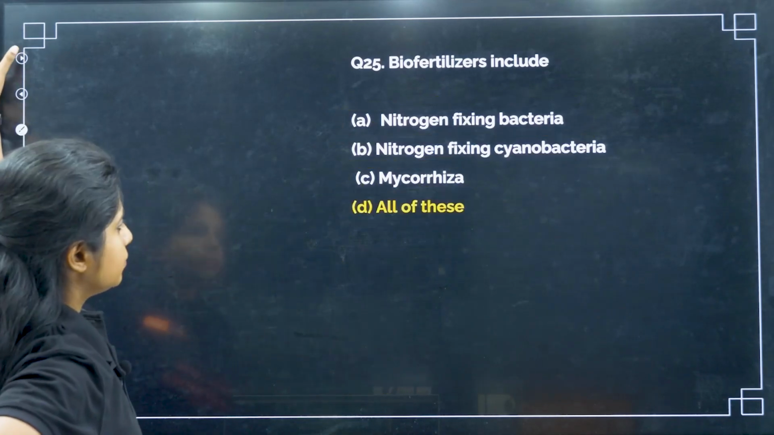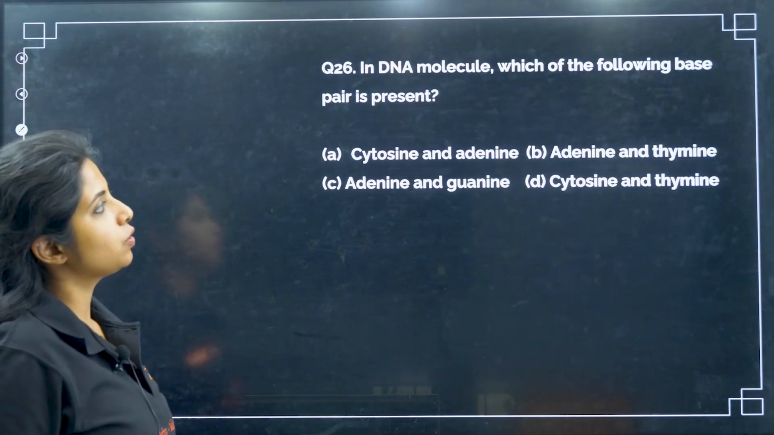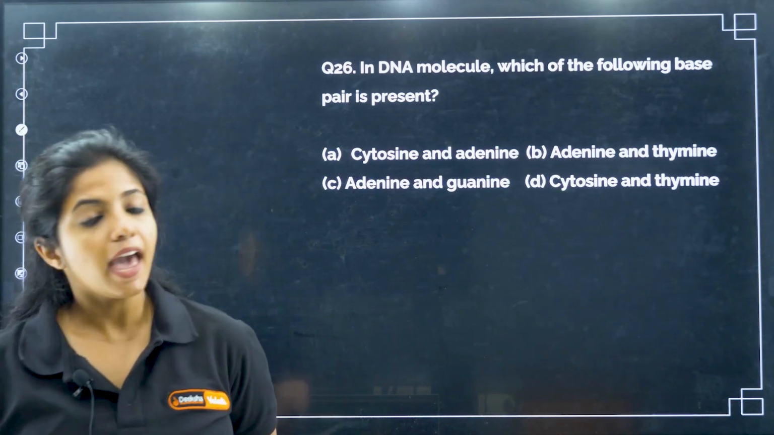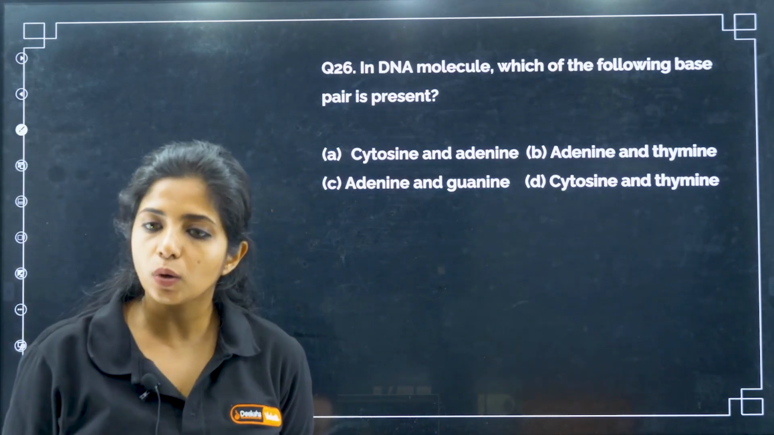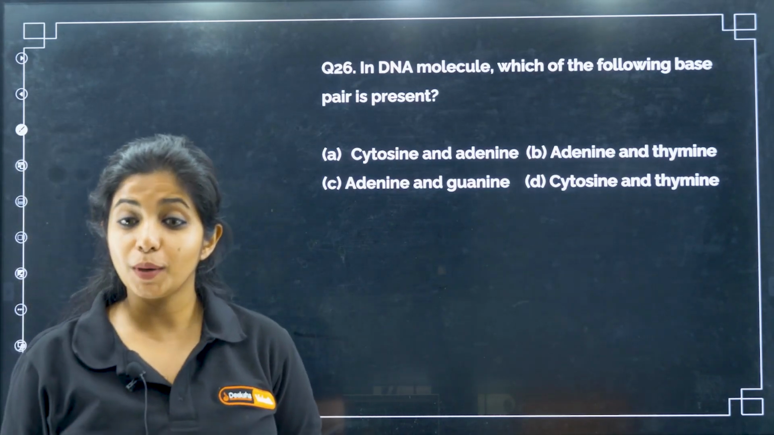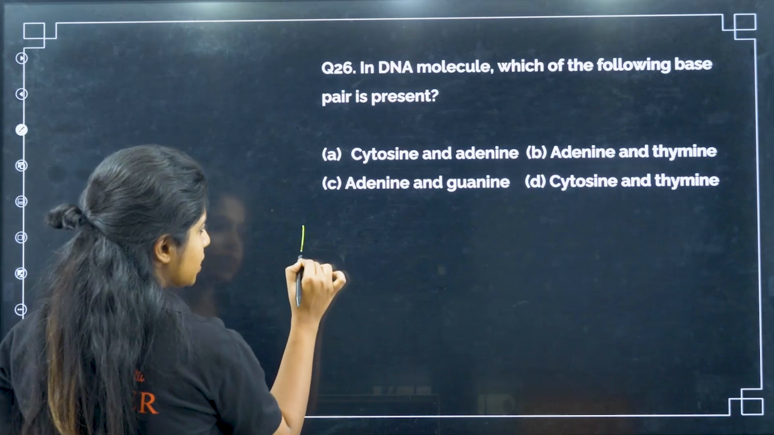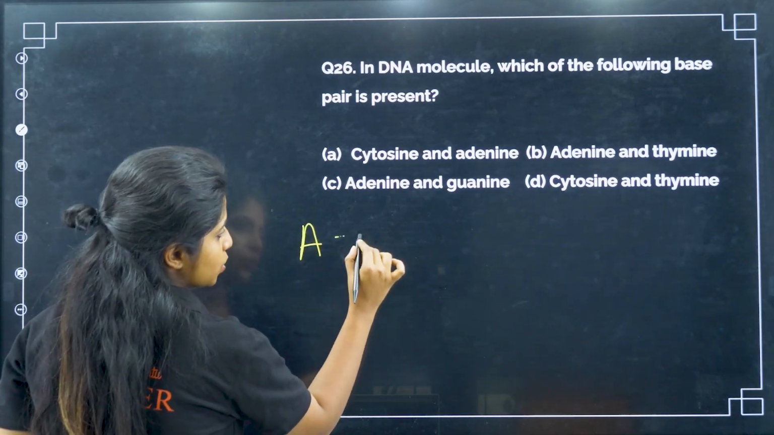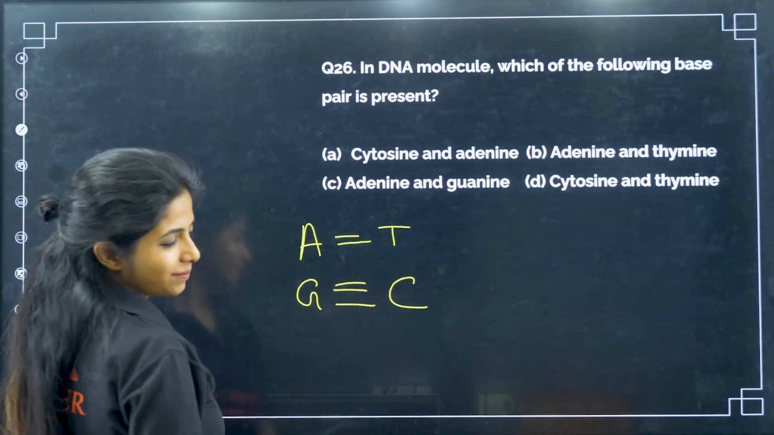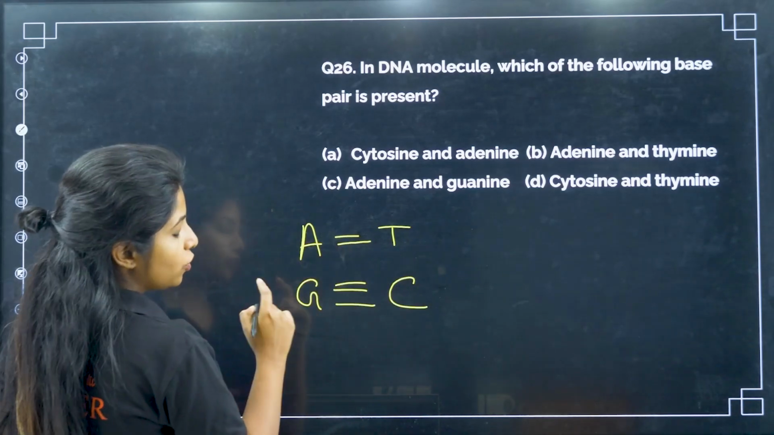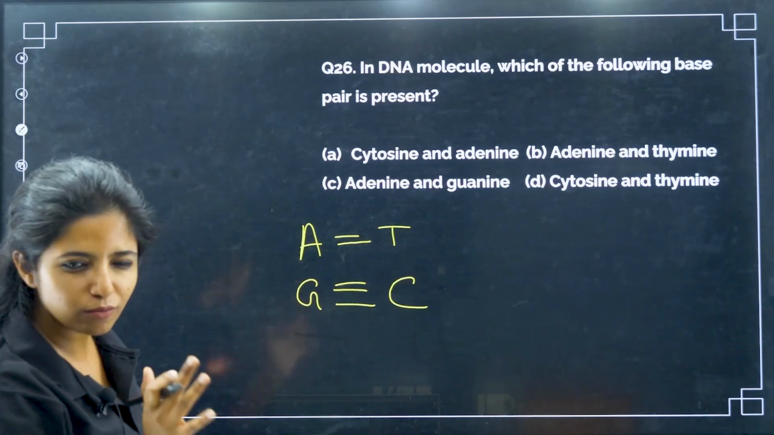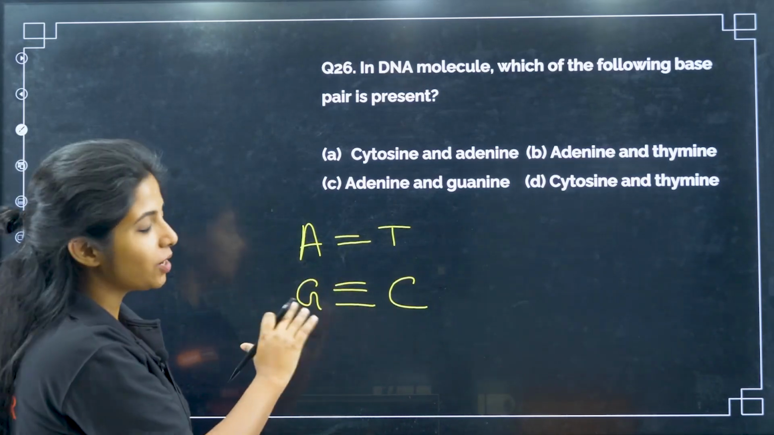Okay. Now, in DNA molecule, which of the following base pairs is present? Cytosine and adenine, adenine and thymine, adenine and guanine, and cytosine and thymine. What is your answer for this? Which of the base pairs is present in the case of DNA? So in the case of DNA, we have two base pairs. A base pairs with T, my dear children, okay, and G base pairs with C. Here you have two hydrogen bonds. Here you have three bonds. Always remember, G has close resemblance to C, which is why they are almost lookalikes, which is why they are more closely bonded with three bonds.